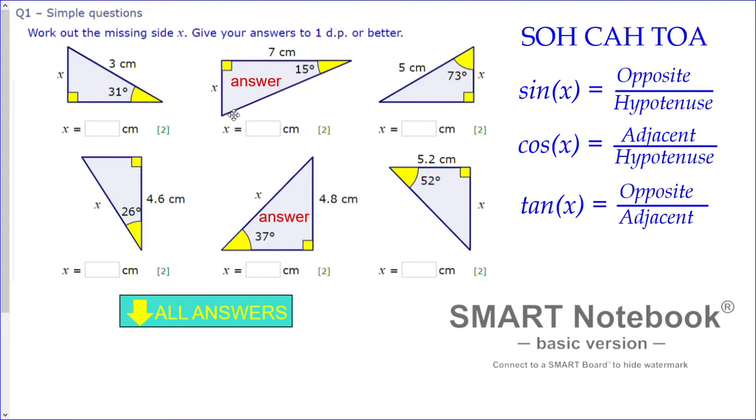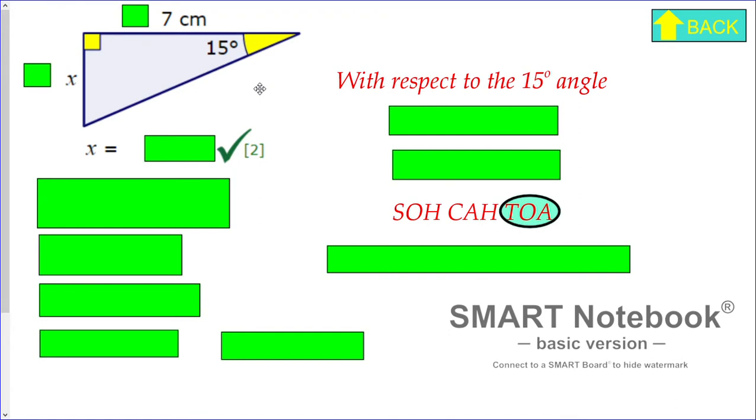In each of these, you have to analyze the triangle to decide, do you have the opposite, do you have the adjacent, and where is the hypotenuse? Once you've made that decision, then you can choose which function to use. Let's use this one as an example. So the first step is to analyze the problem.